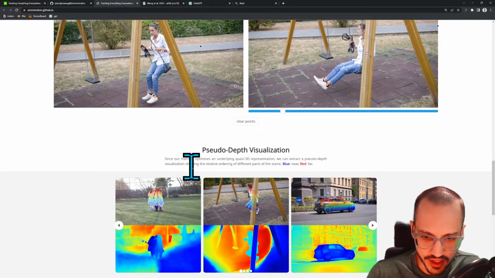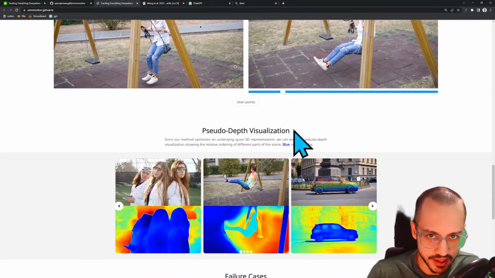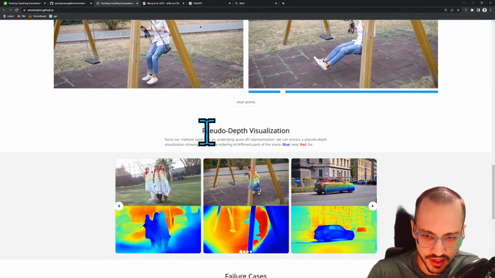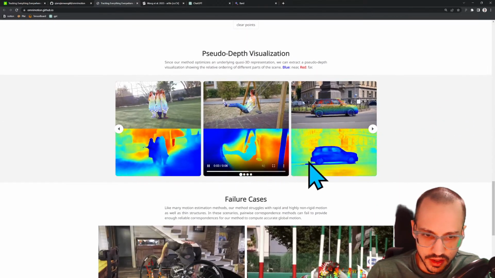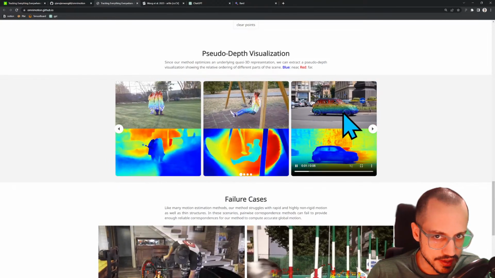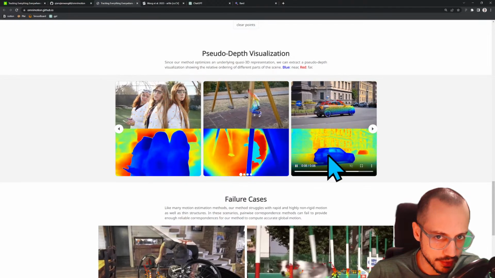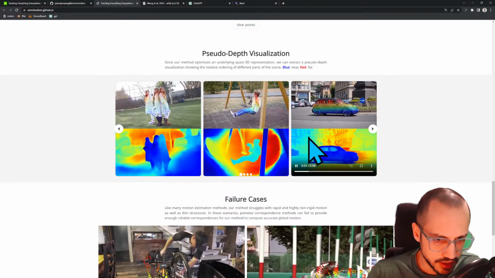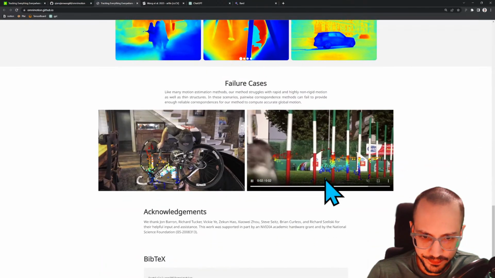And of course, I guess if you have this level of tracking, you can then use this as a kind of platform to do other things. And here they show you pseudo depth. And the interesting thing about this pseudo depth is it's based on tracking, so it's not true depth, right? It's almost like a foreground background kind of process going on.